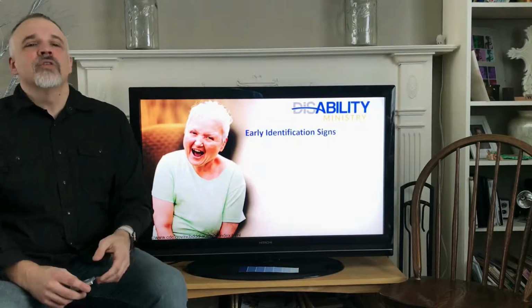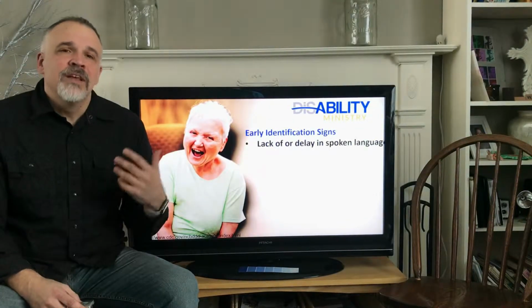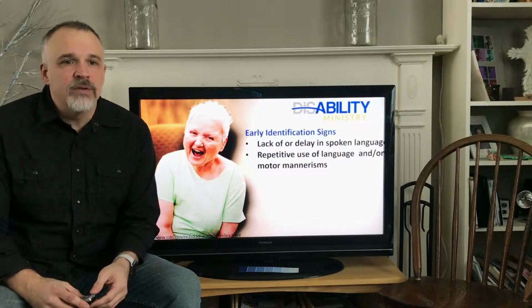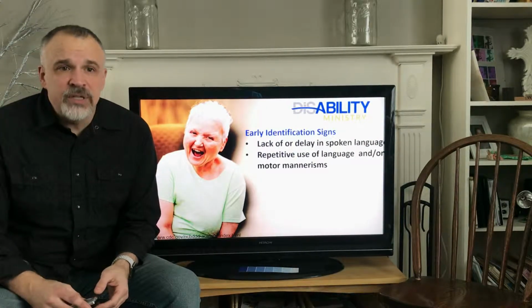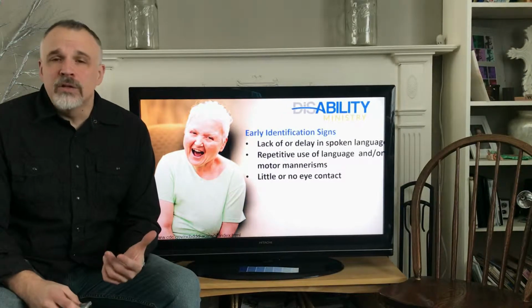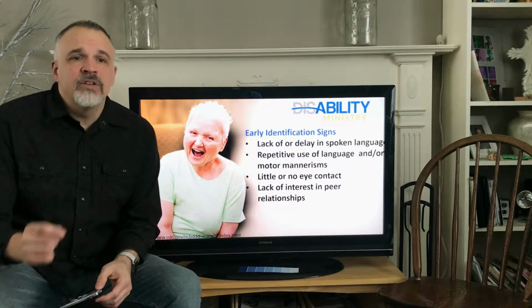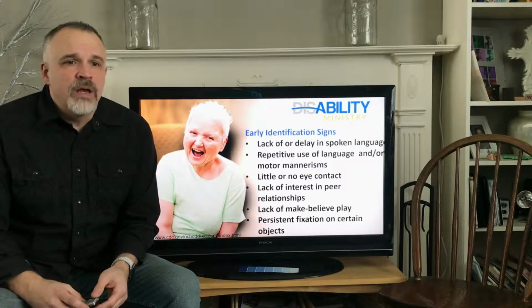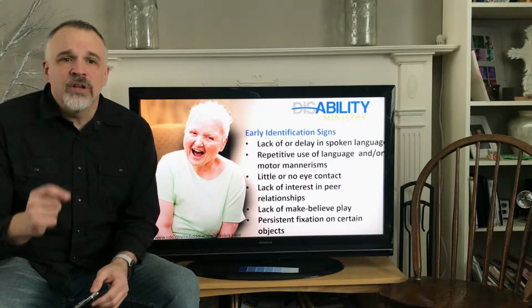So if you look at some early identification signs, things will pop up like lack of or delay in spoken language, repetitive use of language and/or motor mannerisms, little or no eye contact, lack of interest in peer relationships, lack of make-believe play, or persistent fixation on certain objects.